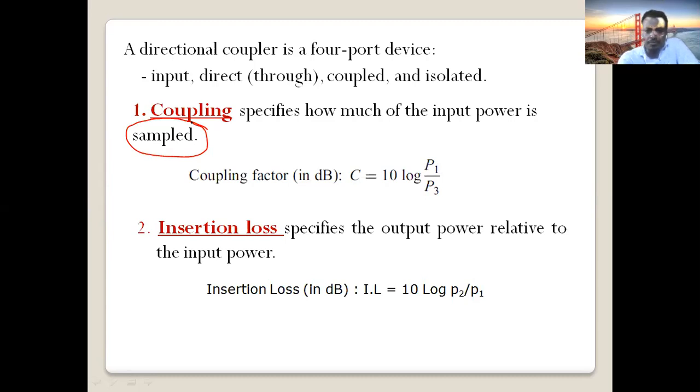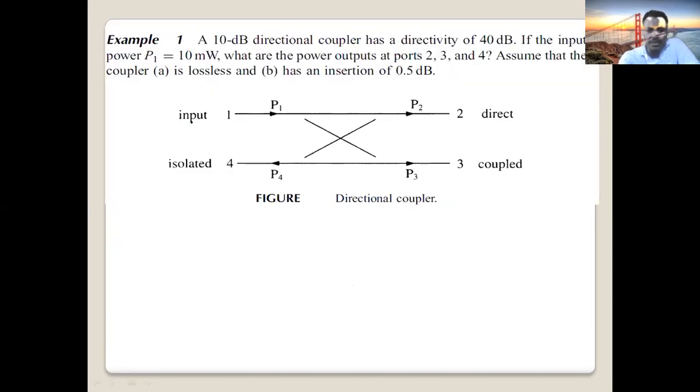So when you see this example, we'll see example number 1. We have a directional coupler with coupling C. So C is given. When you buy any coupler, you have to know how much C is. So it represents what? How much the coupler is given?